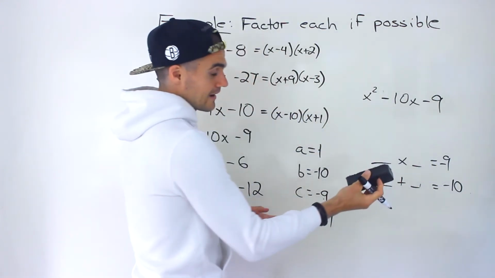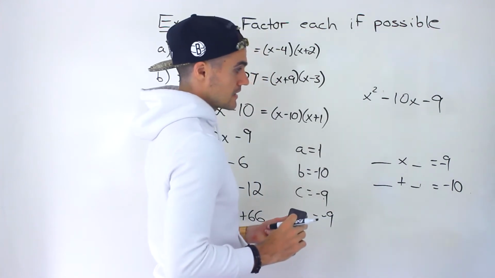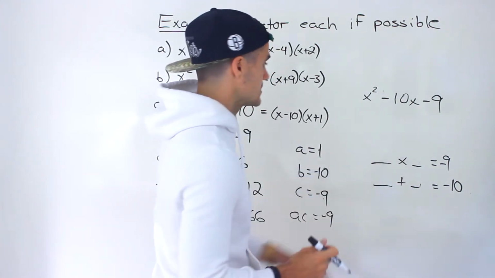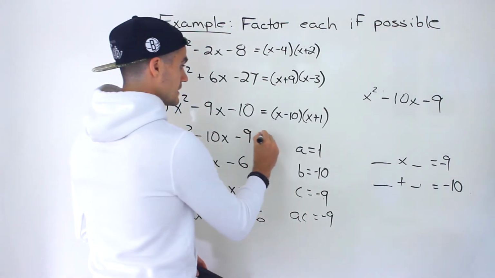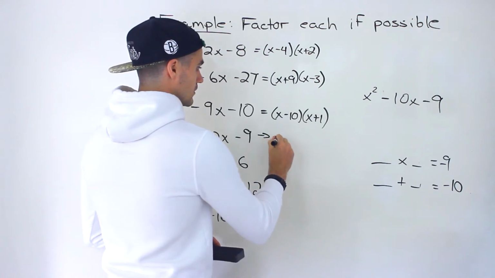Even 3 and -3 would just net out to 0 when you add them. That's not going to give us -10. Okay, so there's no integers that satisfy this, so part D is actually not possible.